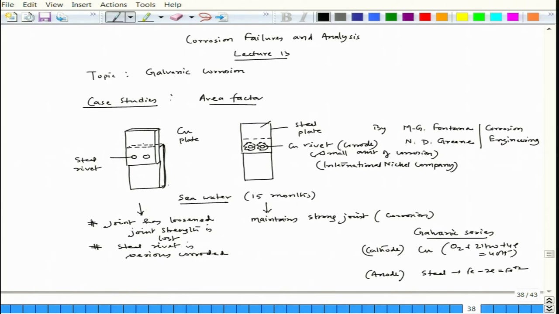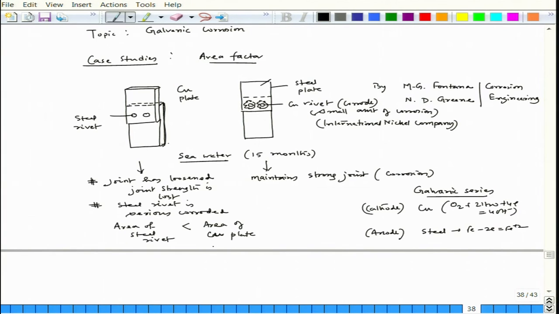Now, since in this case the area of steel is less than the area of copper plate, the unfavorable area factor will be experienced. So, here we have a large cathode and small anode. So, the anode will corrode heavily, and finally, the joint strength will be lost.